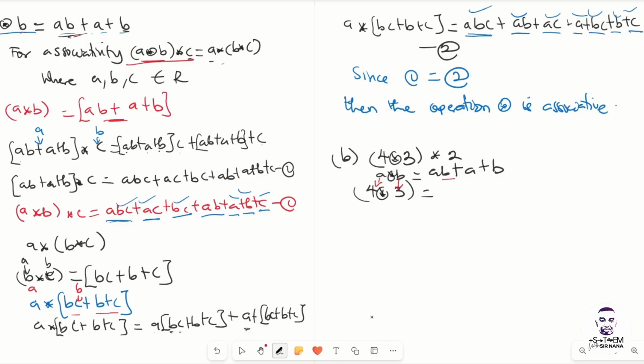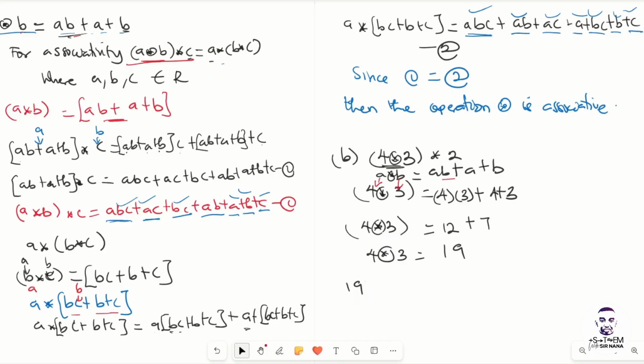So that will give us 4 multiplied by 3 plus 4 plus 3. So it means we have our 4 operation 3, and that is going to be equal to 4 multiplied by 3 gives us 12, plus 4 plus 3 gives us 7. So we have 4 operation 3 to be equal to 19. Right, so once we have our 19, now we are going to pick our 19, which replaces our 4 operation 3, and then we operate it with 2. Right, so we have 19 operation 2. So we are putting this into the main equation again.